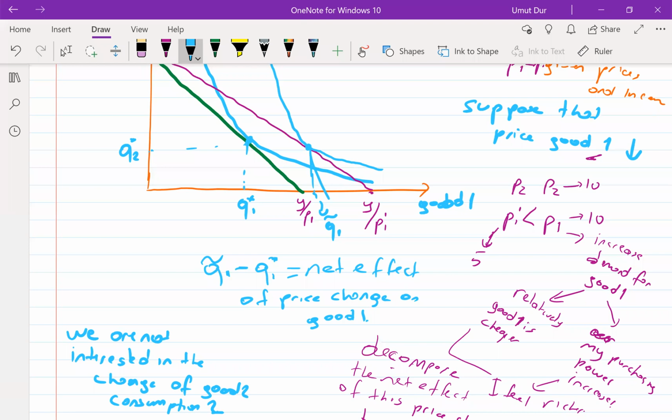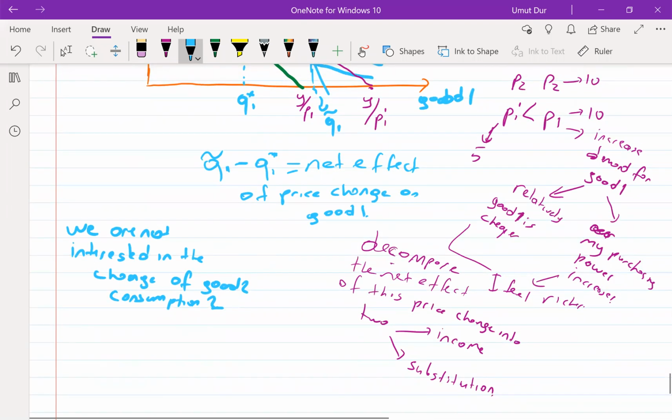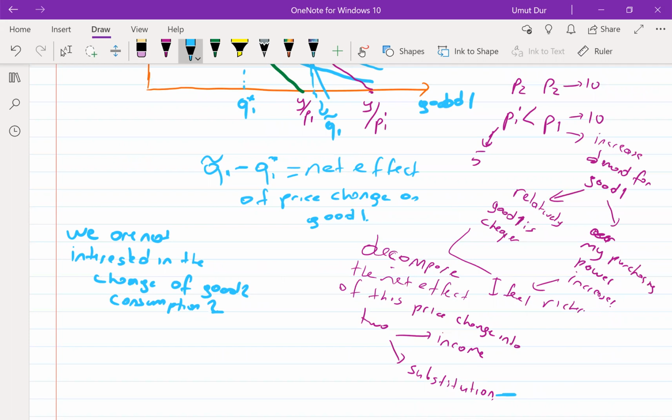Tamam mı? Let me explain what we mean by the substitution effect and what we mean by the income effect. And then once I give you the definitions, we will follow that definition and we will basically point out the exact substitution effect and income effect just based on those definitions.